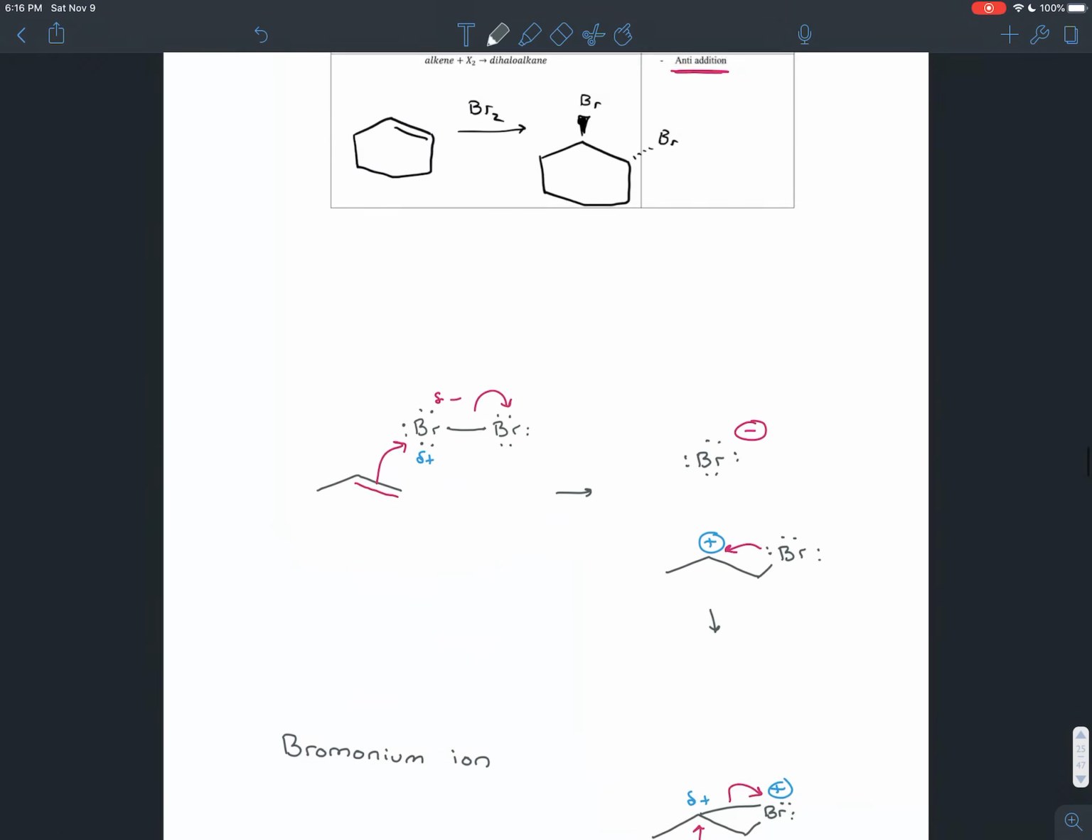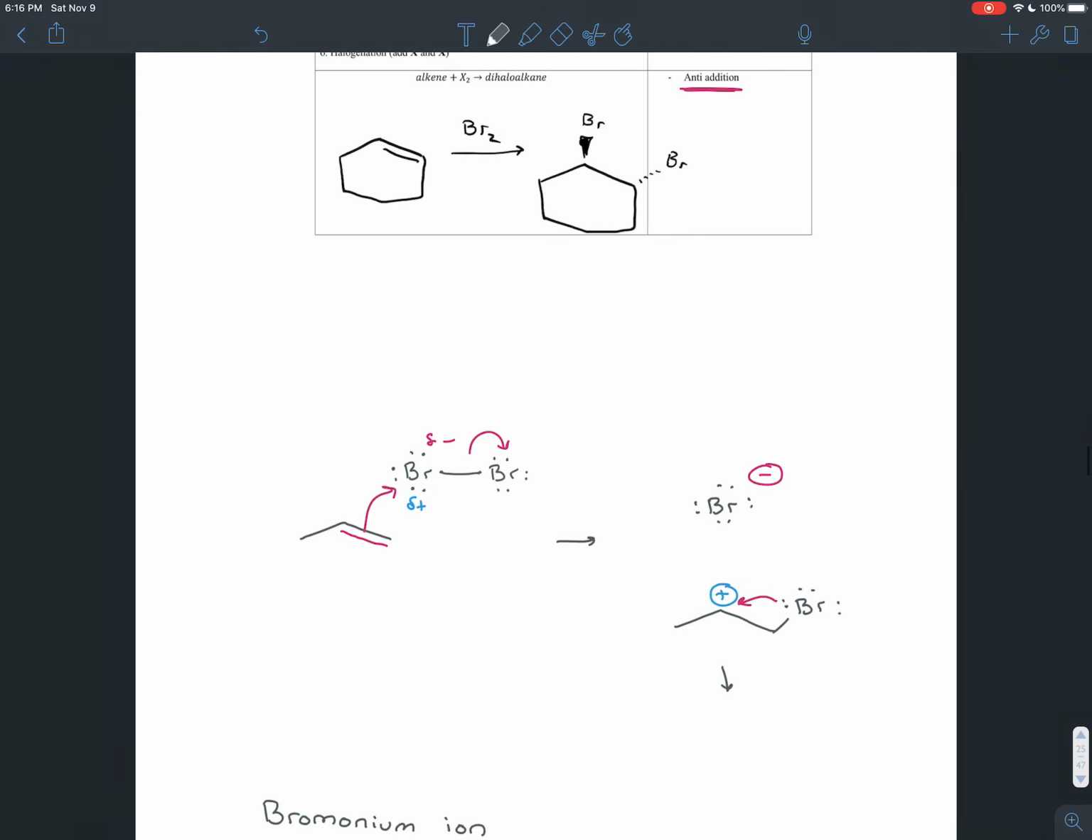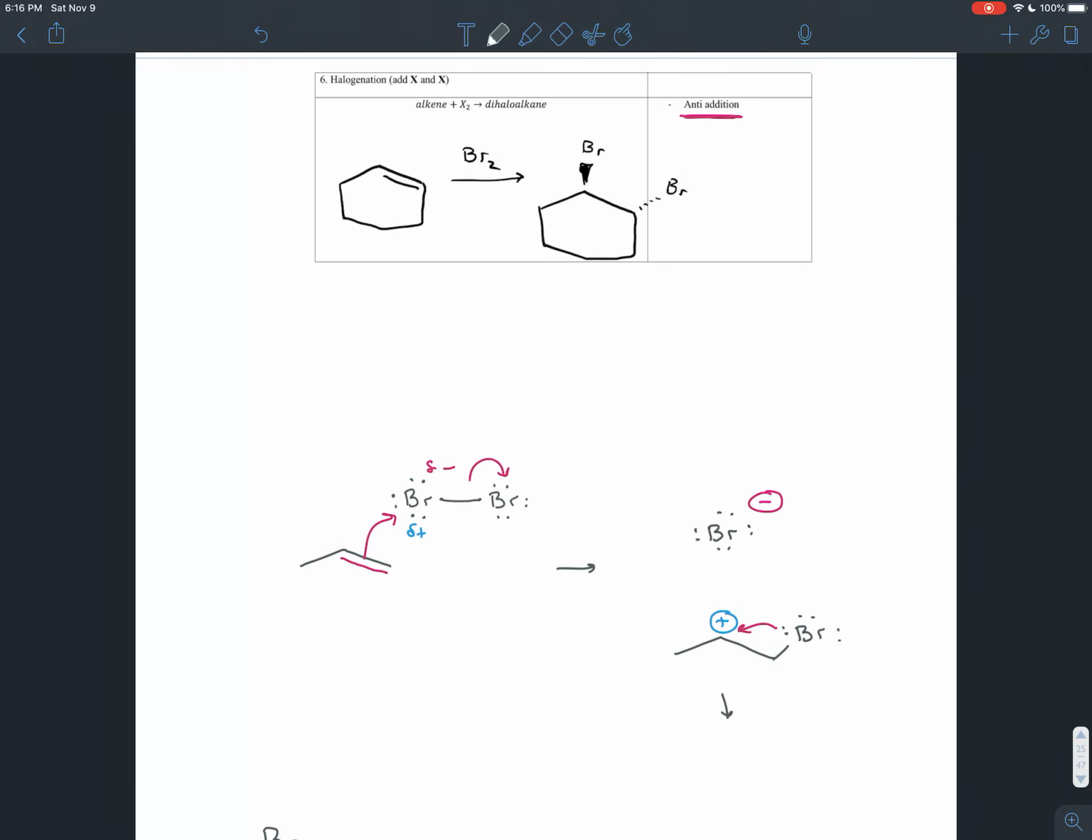So that's sort of the concept behind halogenation, the mechanism behind it. We'll apply this in just a second to synthesis problems in the next video.